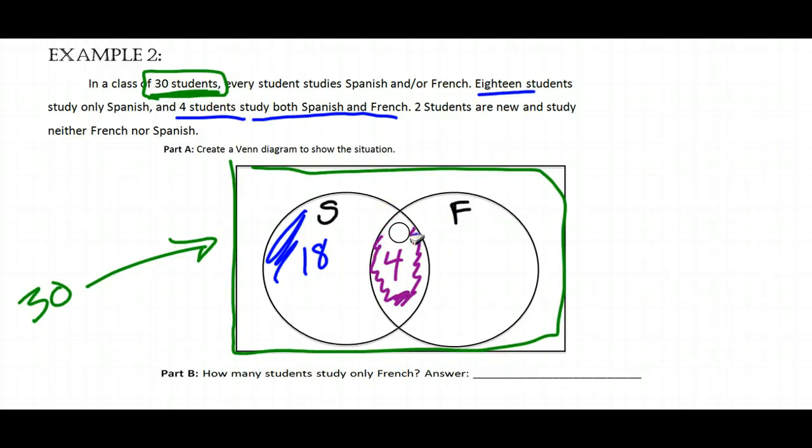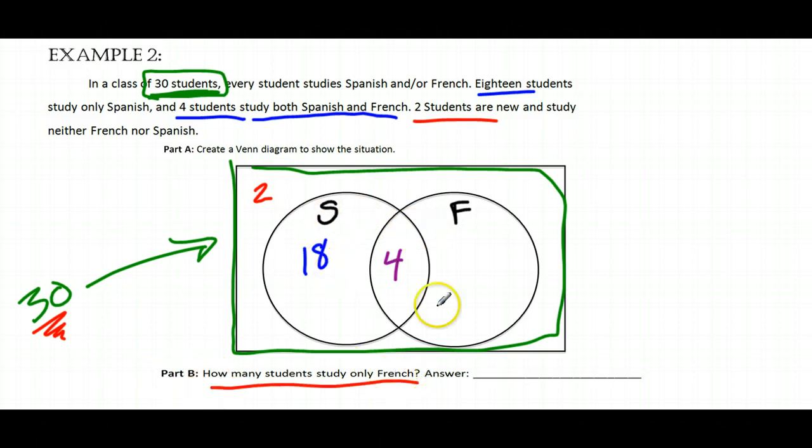Let's go ahead and clean this up a little bit. And our last one, we've got 2 students who are new and they don't study anything. So they're not in the Spanish circle, they're not in the French circle, they're actually out here. Still in the class of 30, but they're just not in Spanish or French. Now we've got our situation that models it.